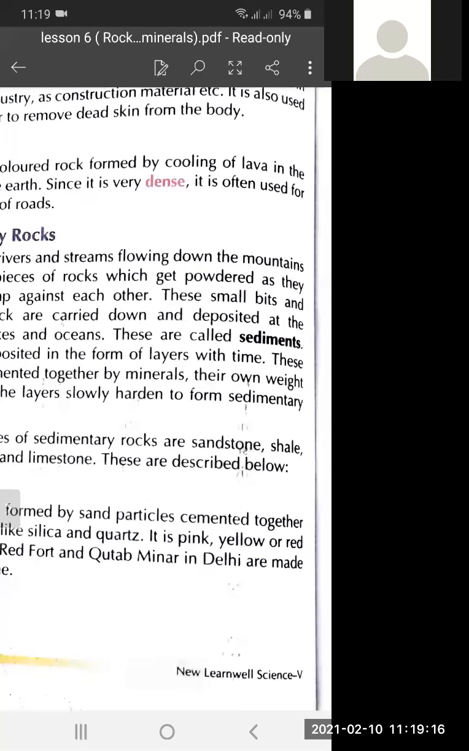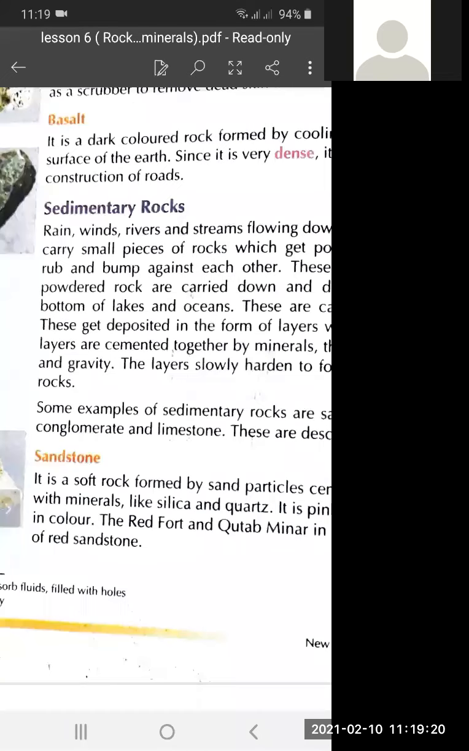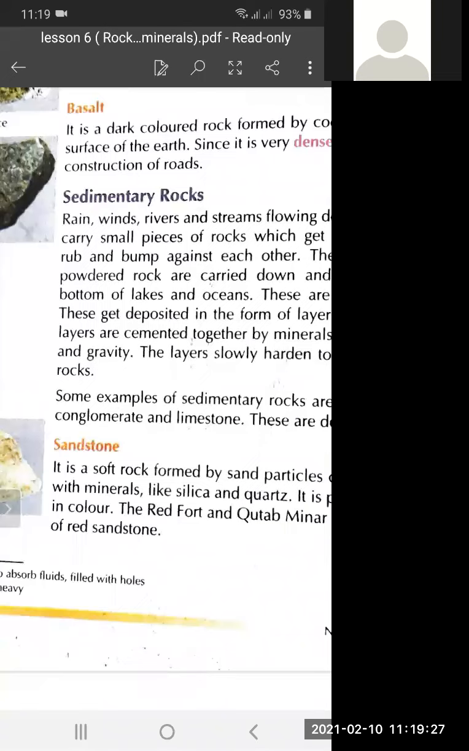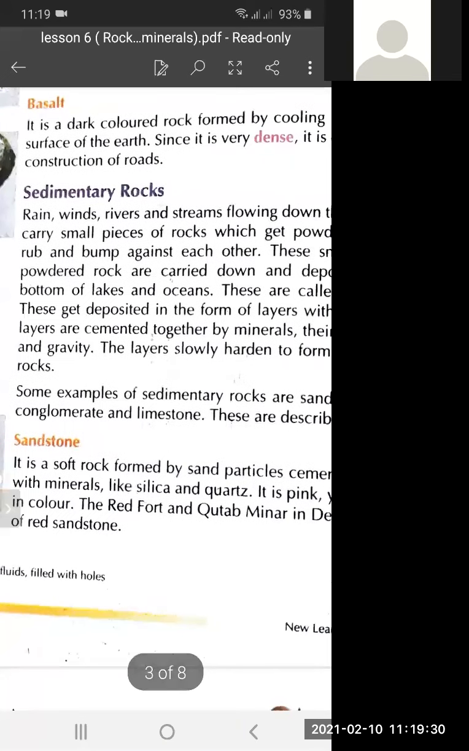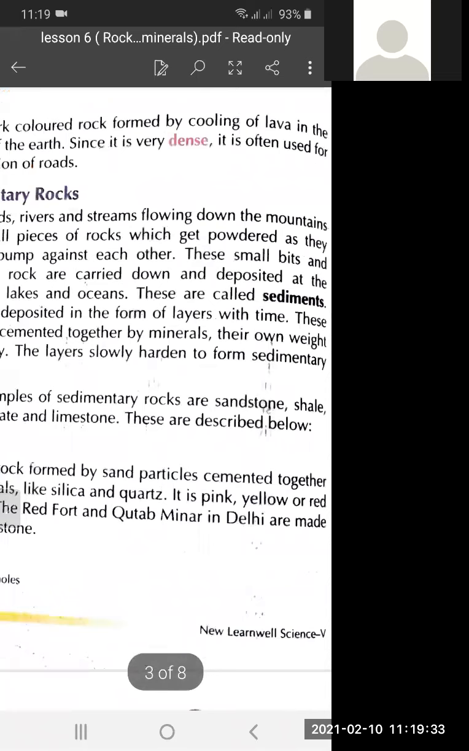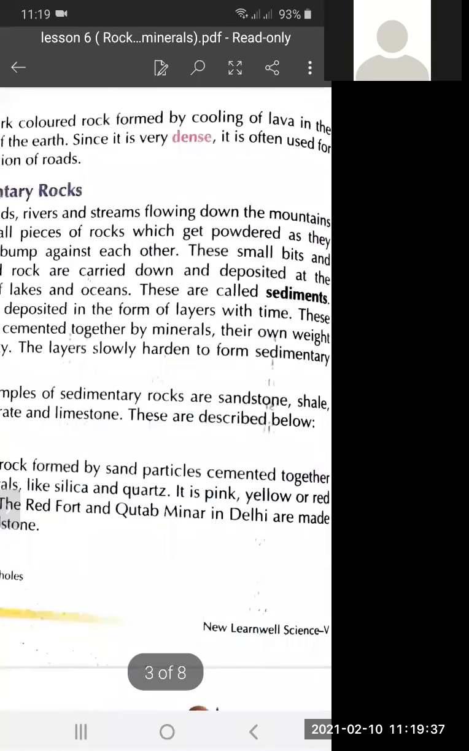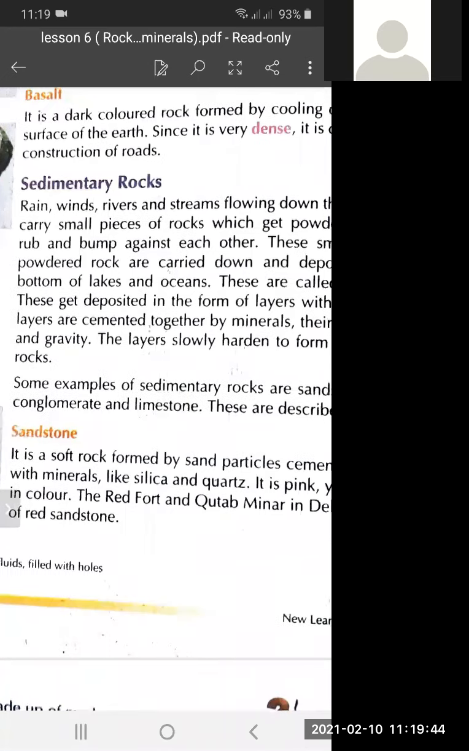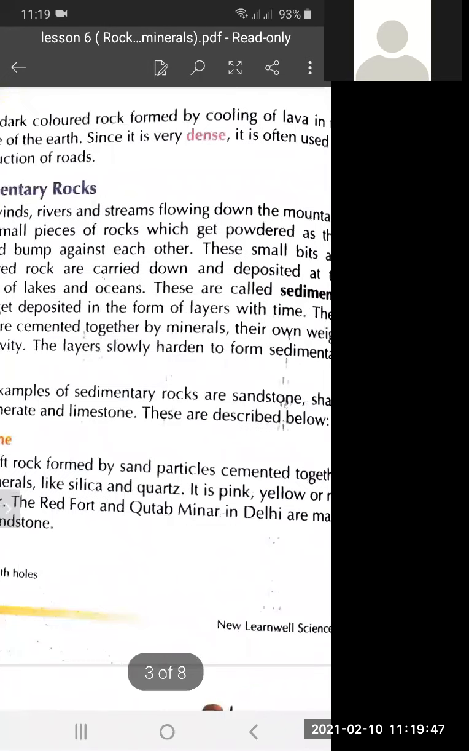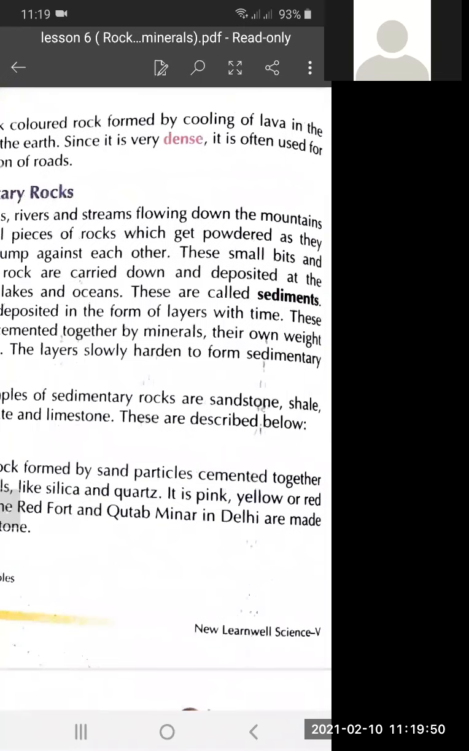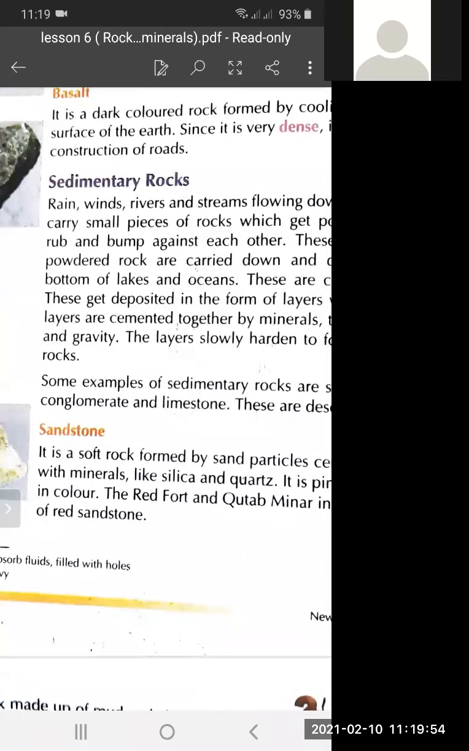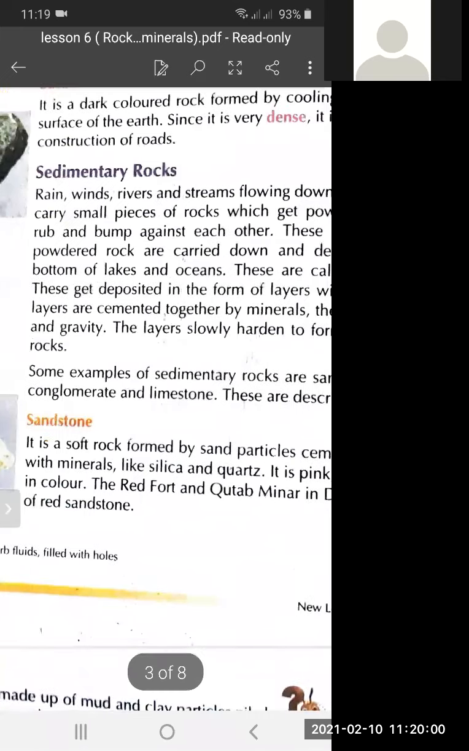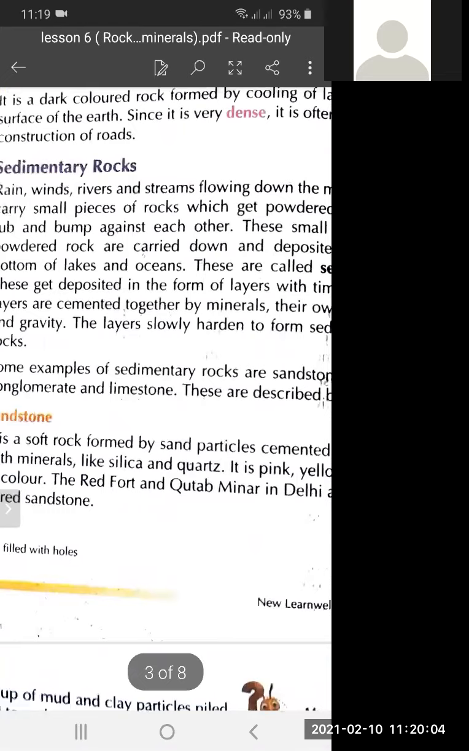These small bits and powdered rock are carried down and deposited at the bottom of lakes and oceans. These are called sediments. They get deposited in the form of layers with time. These layers are cemented together by minerals, their own weight and gravity. The layers slowly harden to form sedimentary rocks.